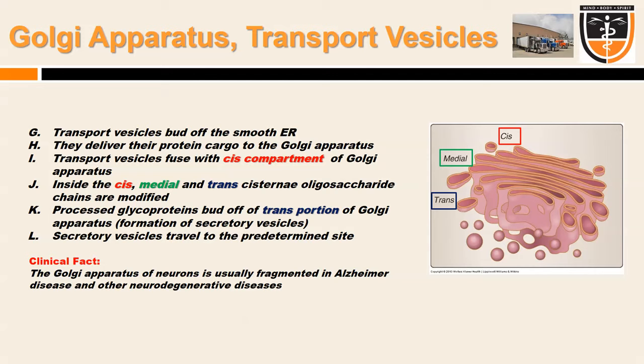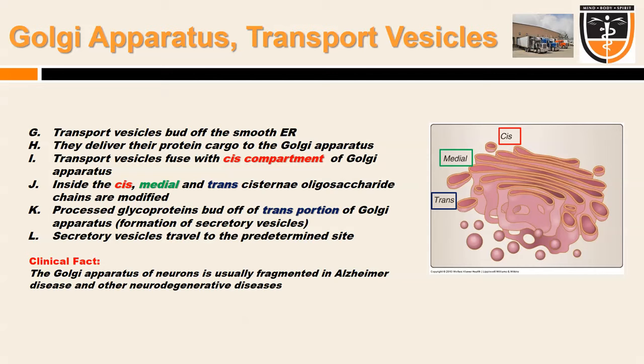And now they will pop at the surface of the trans end of the Golgi apparatus that is facing the membrane. And they will bud off of the trans end, being surrounded by the same membrane as the Golgi apparatus, and they will form secretory vesicles. And these secretory vesicles will now travel to a predetermined site in the cell where they're going to be utilized.